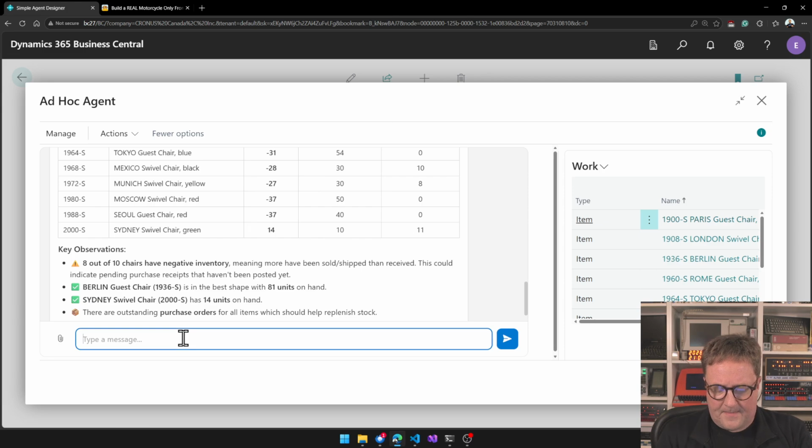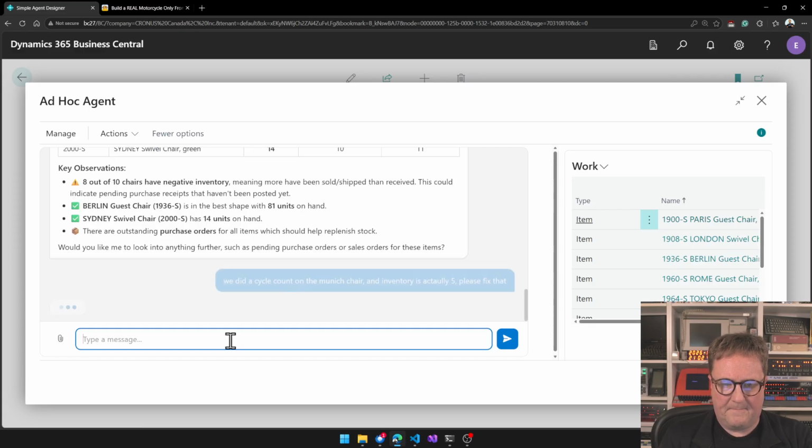So we did a cycle count on the Munich chair, and the inventory is actually 5. Please fix that.